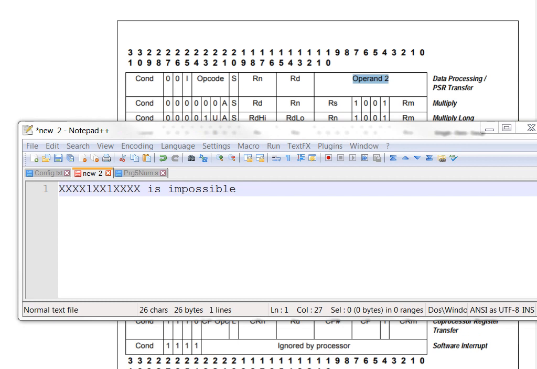Okay, question 8. If a constant operand 2 could include 1, 0, 0, 1 in the middle, then what distinguishes a data processing instruction with a constant operand 2, a form having 1, 0, 0, 1 in the middle, from a MUL or a MULL, a long multiply? And the answer is the I flag will be a 1 if the operand 2 is constant. So the data processing instruction could not have 6 zeros or 5 zeros and a 1 after the cond.